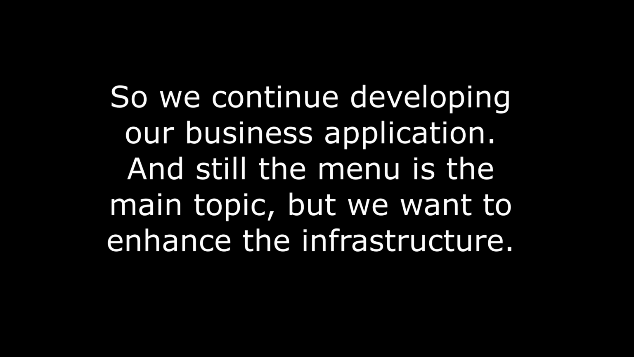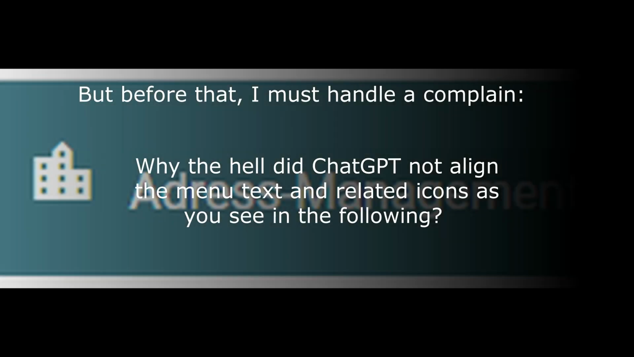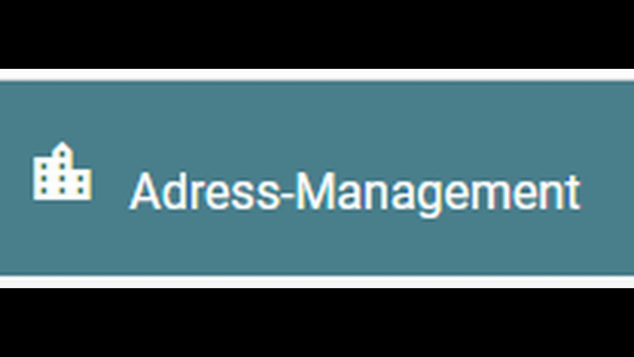So we continue developing our business application. And still the menu is the main topic, but we want to enhance the infrastructure. But before that, I must handle a complaint. Why the hell did ChatGPT not align the menu text and related icons as you see in the following? The answer is simple. I didn't ask it to do it.